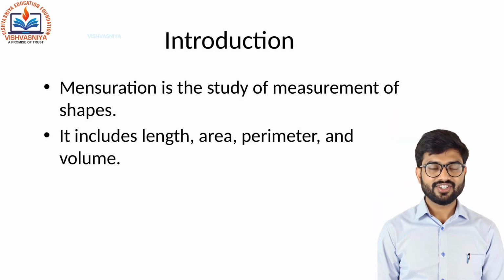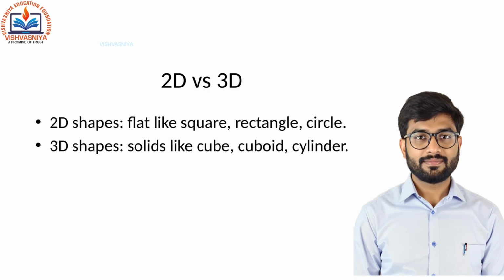Mensuration is the branch of mathematics that deals with measurement. The word comes from measure. It helps us calculate perimeter, area, and volume of geometric figures. Two-dimensional shapes, or 2D, are flat. They have only length and breadth. Three-dimensional shapes, or 3D, have depth in addition.